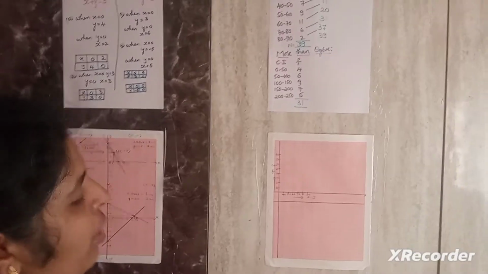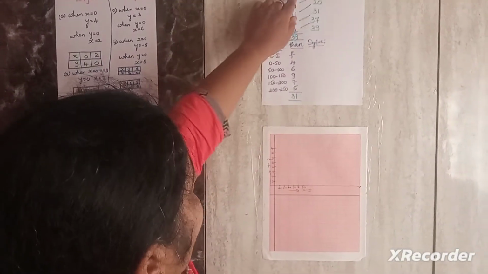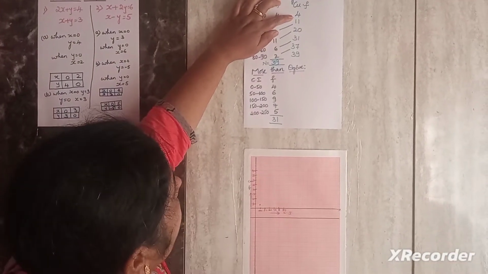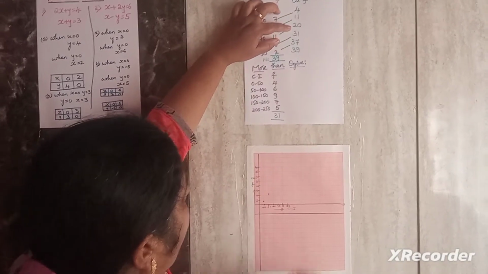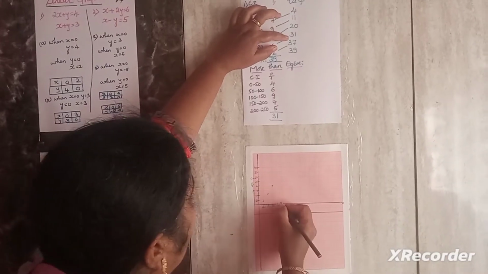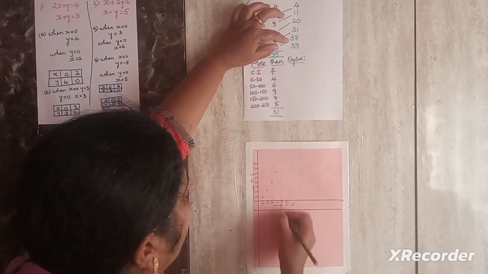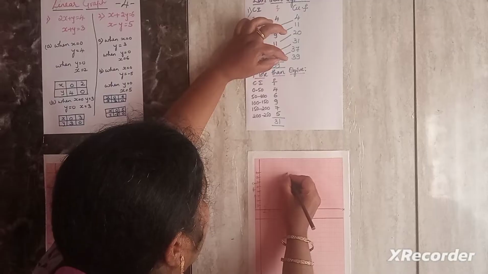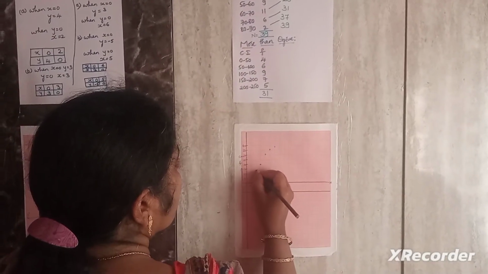So let me mark now. Keep your pencil very sharp because points you have to mark. First one is 4. Next one is 11. Then the next one 20. Then 31. Then 37. Then 39. Over. Now join the points.